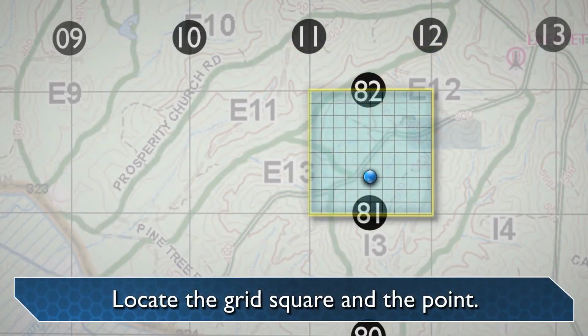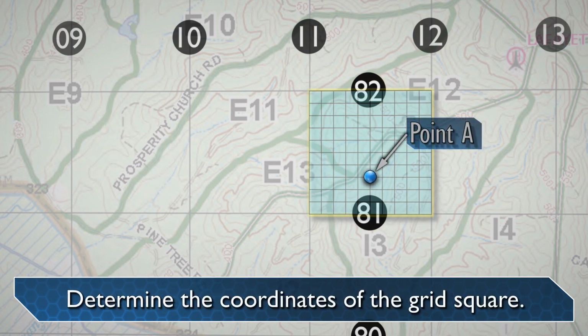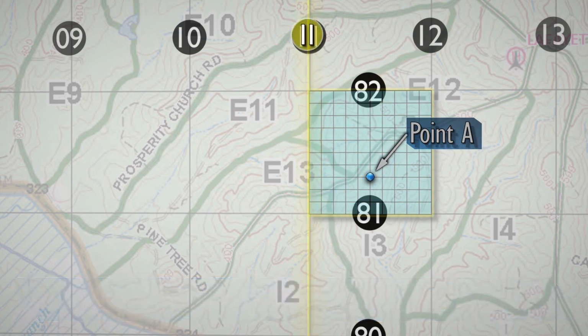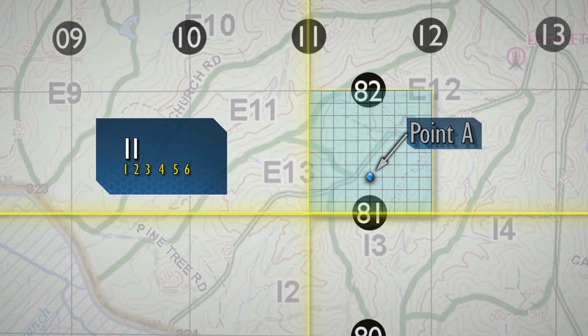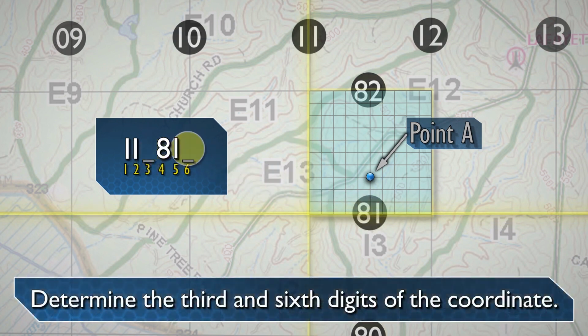Locate the grid square where the point is located. Determine the coordinates of the grid square. The number of the vertical grid line on the left or west side of the grid square gives the first and second digits of the coordinate. The number of the horizontal grid line on the bottom or south side of the grid square gives the 4th and 5th digits of the coordinate. Determine the 3rd and 6th digits of the coordinate.